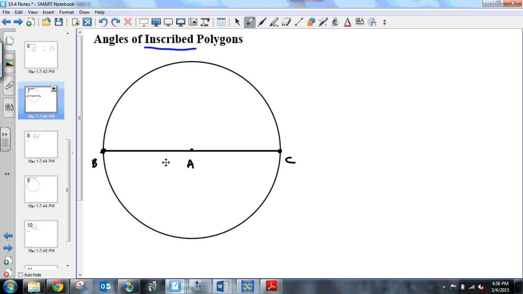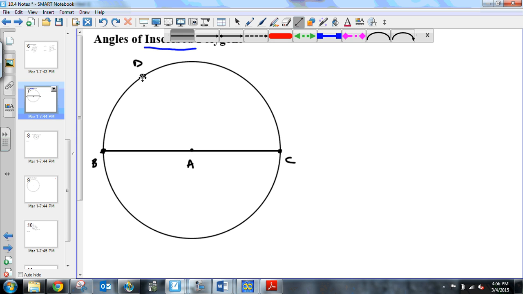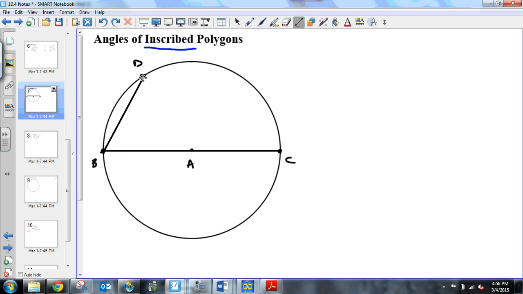What we learned from our exercise was that if I take any point along this semicircle and plot a point, I'm just going to put a point right here, and call that point D. I'm going to create a triangle with D, B, and C. So one of the sides of the triangle is the diameter.